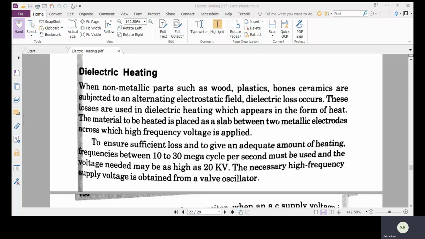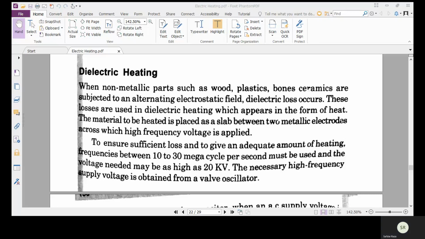Dear students, in the previous lecture, we discussed high frequency eddy current heating and its advantages. After this, we moved towards electric arc heating, and then towards the arc furnaces, which include the direct arc furnace and the indirect arc furnace. And in the last, we discussed the methods of obtaining power supply for arc furnaces.